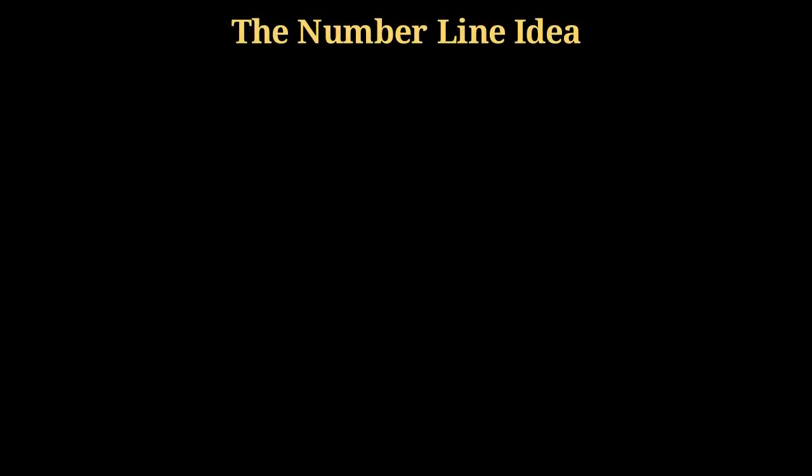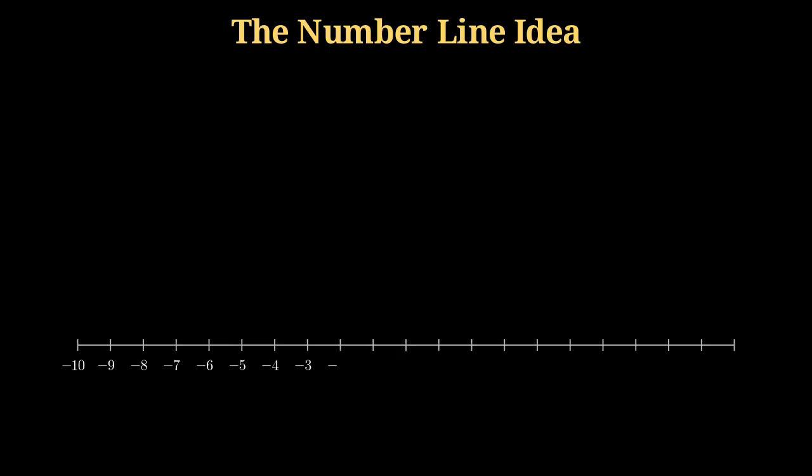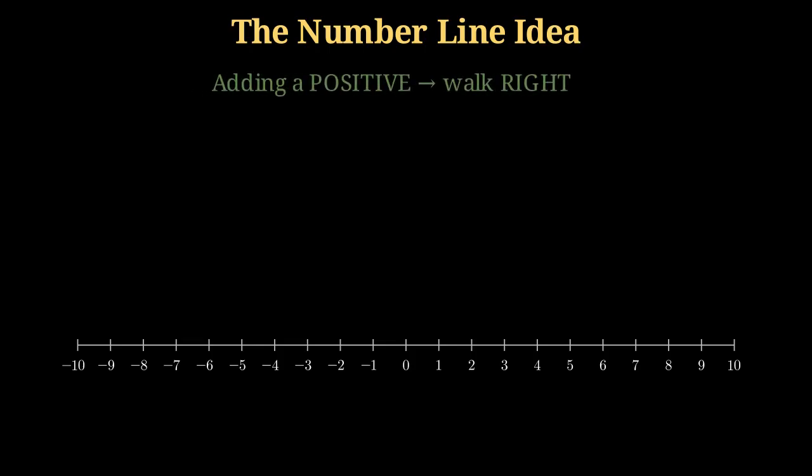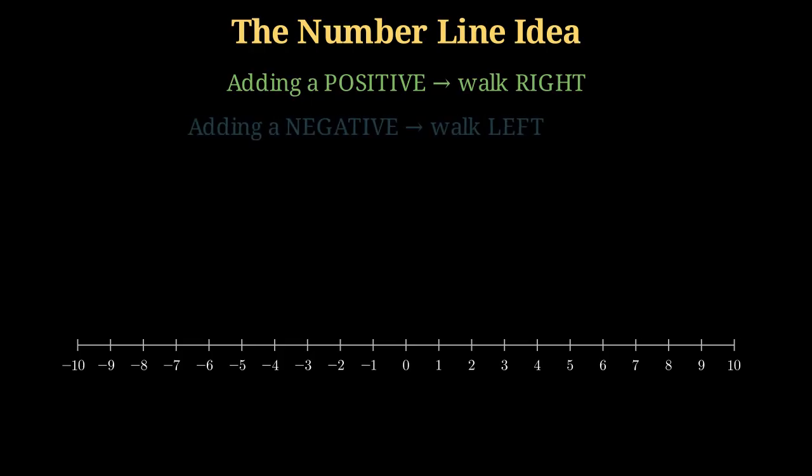Everything about adding integers comes from one simple picture, the number line. Here it is. Negative numbers live on the left, positive numbers live on the right, 0 sits in the middle, and here is the golden rule of movement. When you add a positive number, you walk to the right. When you add a negative number, you walk to the left. That is all addition is, walking.